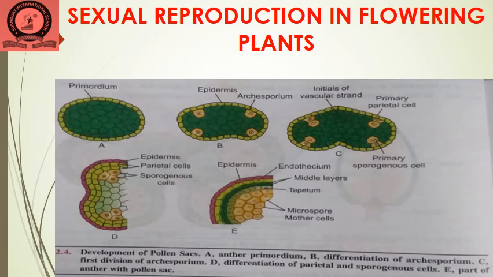So in the last, or in the fully mature anther, there is a 4-layered structure: the epidermis, just beneath the epidermis the endothelium, beneath the endothelium a middle layer of 1 to 3 layers, and next the tapetum. Inside all these layers there is a microspore mother cell, which develops pollen grains or microspores.